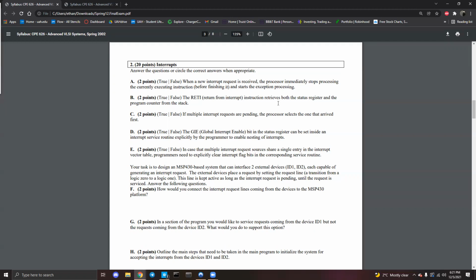C, if multiple interrupt requests are pending, the processor selects the one that arrived first. No. So let's say there are two interrupts that exist on my machine. One interrupt that when it is received, it will add two numbers or it'll alert me that it sensed light or something. And then the other interrupt is me pressing the power down button.